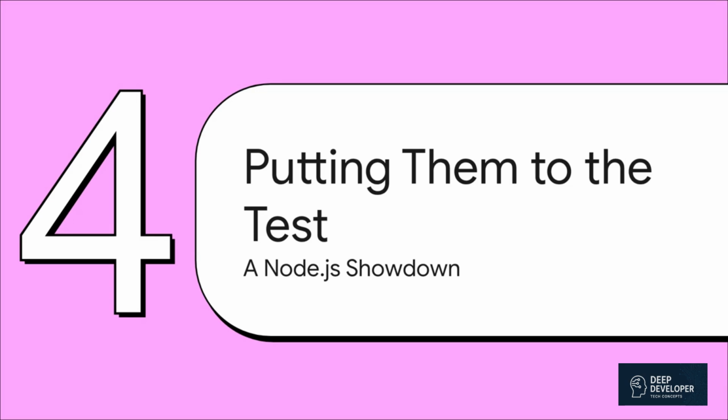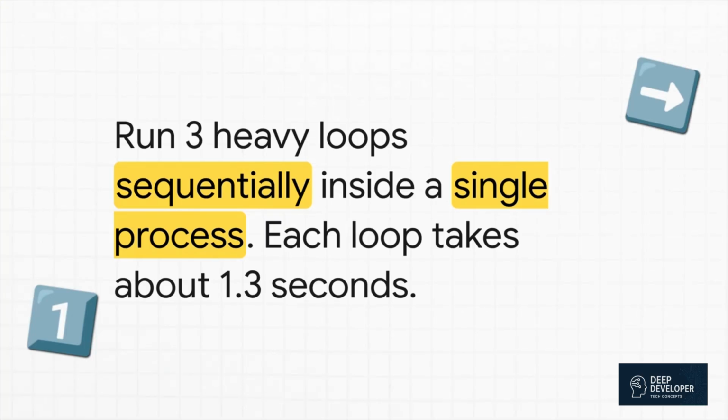Okay, theory is great and all, but I want you to see the difference. Let's put these two concepts head-to-head in a real-world Node.js code challenge. So here's our challenge. We need to run 3 CPU-intensive loops. Each one takes about 1.3 seconds to finish on its own. For our first approach, we're going to do it the simple, old-fashioned way. Just run them one after another sequentially in a single Node.js process.